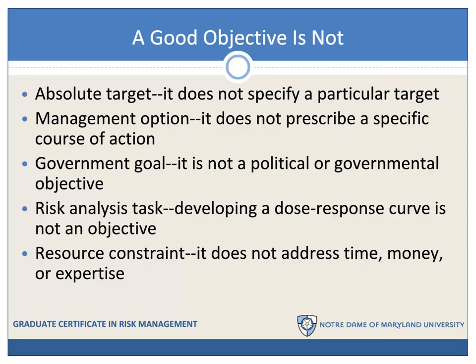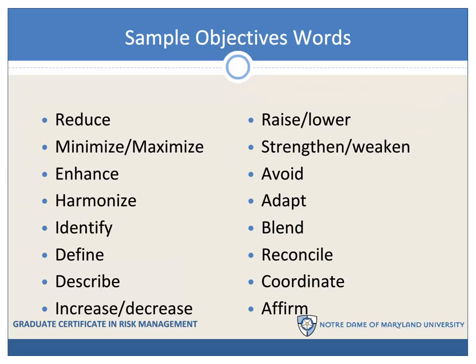And neither is a good objective a resource constraint. Your objectives don't address time, money, or expertise. They are all very important details, but that's part of the risk management process. It's not part of your objective set. Objectives and constraints tend to use words like these: reduce, minimize, maximize, and so on. So this would be a good starter set if you're not familiar with the language of objectives.